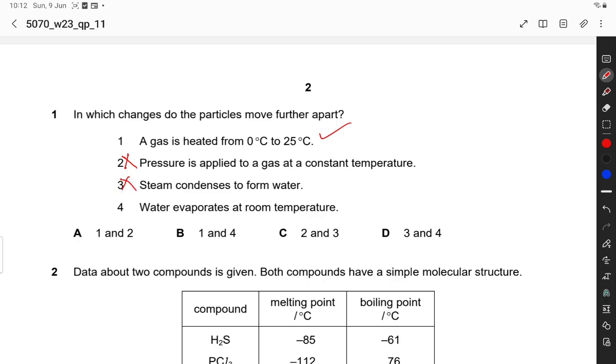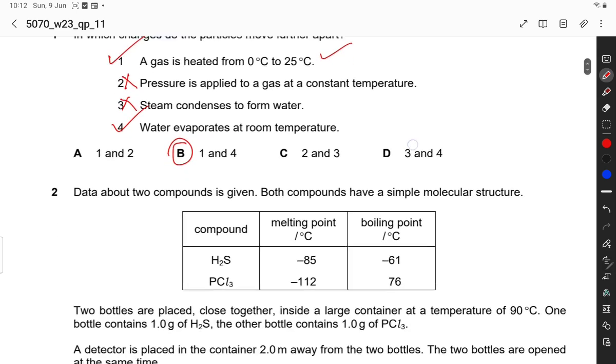Water evaporates at room temperature. Yes, this is correct because water is in liquid form and evaporates at room temperature. When it changes into gaseous form, the particles move further apart. So statements 1 and 4 are correct, so B is the correct option.